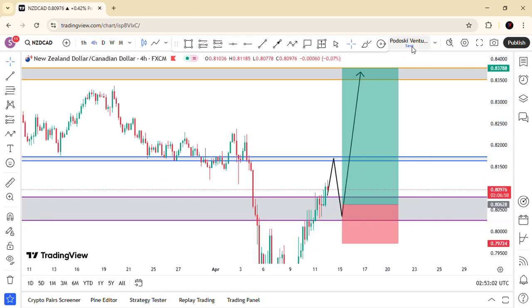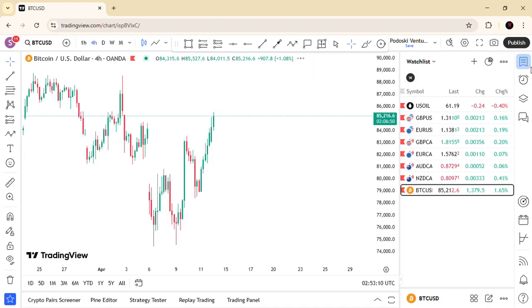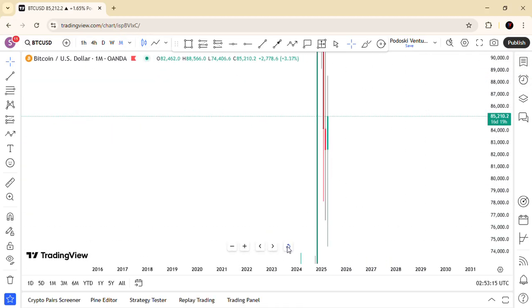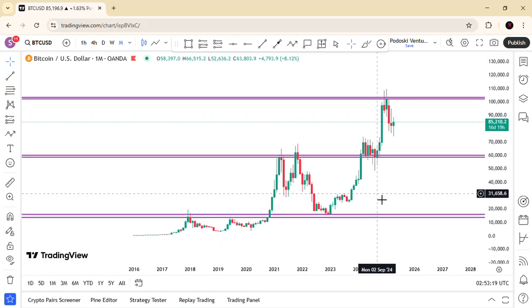So yeah, I have one more pair, which is the last pair on my list, and that is BTCUSD. For these past couple of months, we've really caught some nice moves on BTC, which has gone well for us.